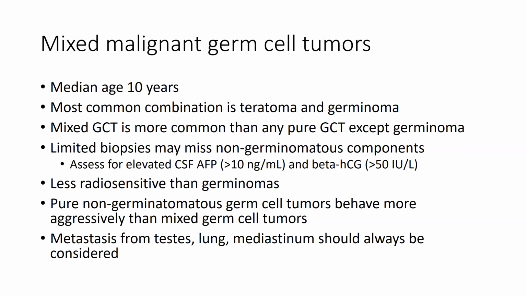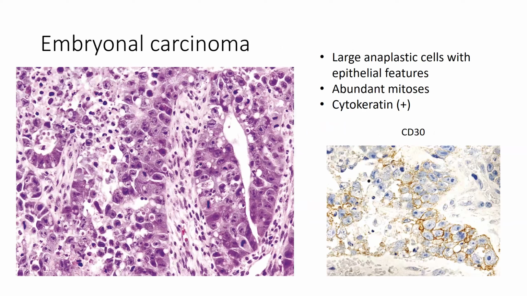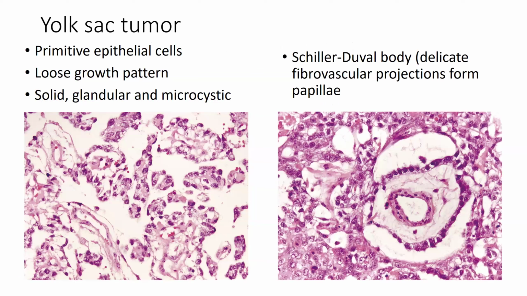In any CNS germ cell tumor, it's always wise to consider if the tumor could represent a metastasis from the testis, lung, or mediastinum, and so these patients do require comprehensive staging. So similar to what Dr. Chen had just shown, embryonal carcinoma has these large anaplastic cells with epithelial features, frequent high proliferation index, and is cytokeratin and CD30 positive. Usually not too hard to recognize in the mixed germ cell tumors.